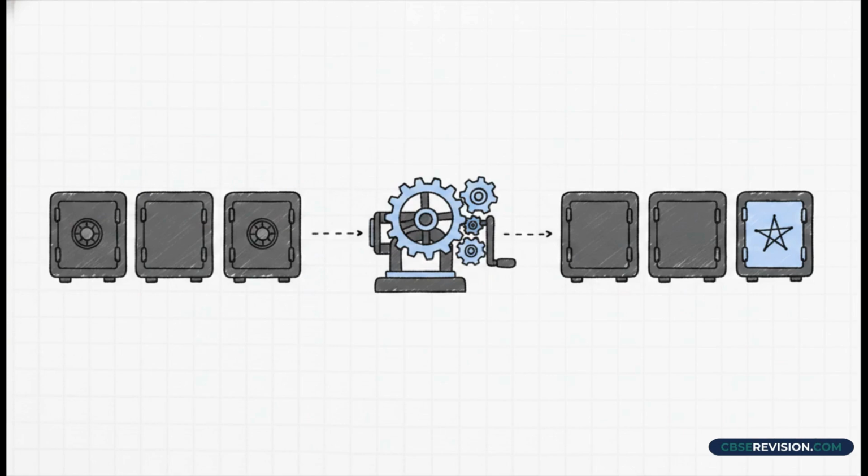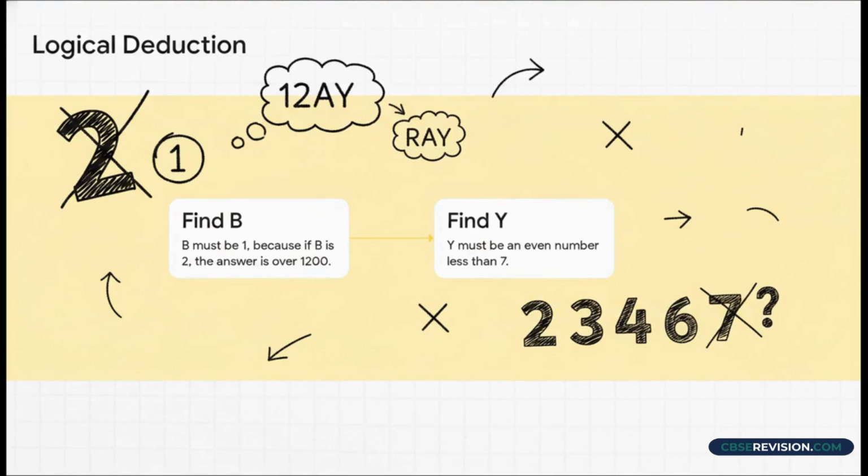Well, we use our logic. We can actually break this down step by step. First, let's look at the letter B. B represents the hundreds place. If B was the number 2, then 200 multiplied by 6 is 1,200. But wait, that's a 4-digit number, and our answer, RAY, is only 3 digits long. So B must be smaller than 2. Therefore, B has to be exactly 1. By carefully thinking about the size of the numbers and our multiplication rules, we can slowly deduce the exact value of every single secret letter.